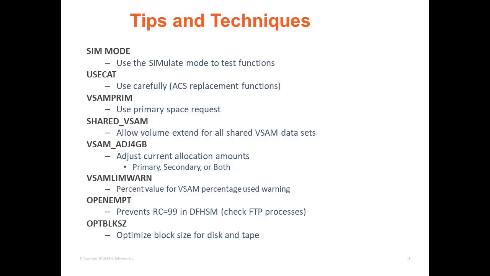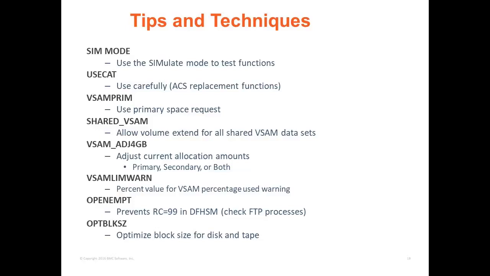VSAM ADJ4GB is advantageous to recover non-extended VSAM datasets that approach the 4 gig limit by automatically adjusting the primary and/or secondary to prevent an error. The VSAM lim warn will display a message when non-extended VSAM datasets exceed a defined threshold percentage of the 4 gig limit. OpenEMPT prevents return code 99 errors in DFHSM by properly closing the dataset.